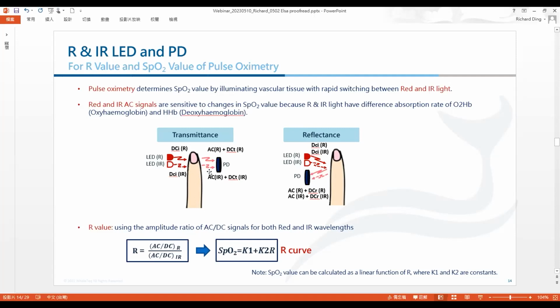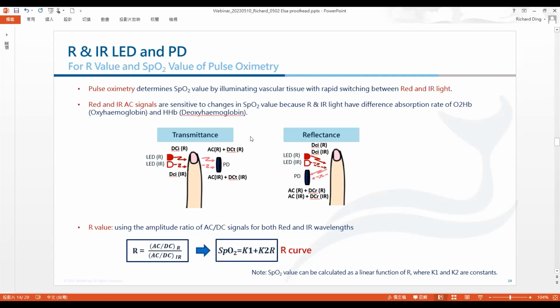In fact, same as the green light, the change includes DC and the AC because the artery changes, right? The difference with the green light is the green light just detects the volume change, but the red and the infrared is different. Okay, so the red and the IR AC signal are sensitive to change in SpO2 value because red and IR light have different absorption rates of O2Hb. O2Hb means oxyhemoglobin. Okay, and the HHb means deoxyhemoglobin.